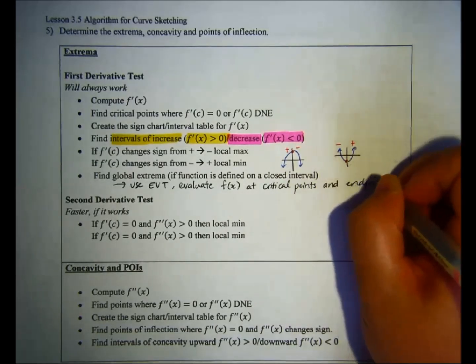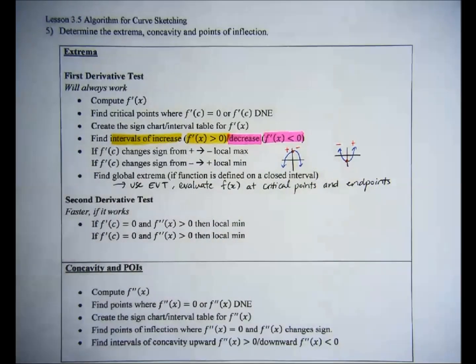And just to remind you how the extreme value theorem works, you take your critical points and your endpoints, you substitute them for the x value into the original function, and you figure out which one is your highest and your lowest values, and that will give you your absolute max and absolute min.